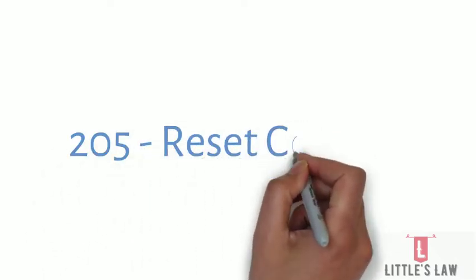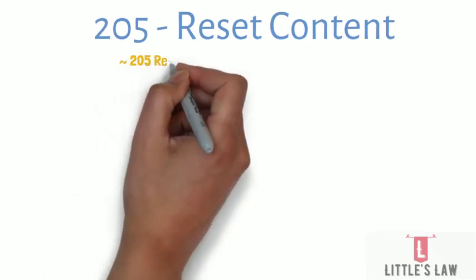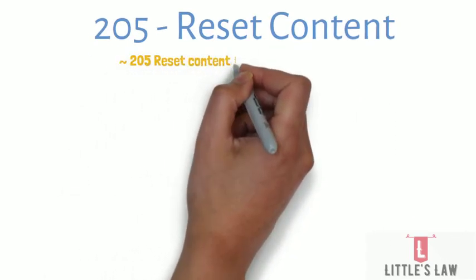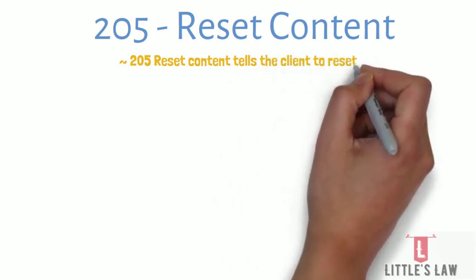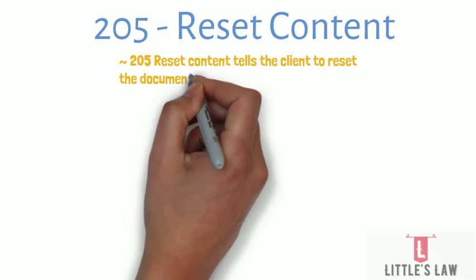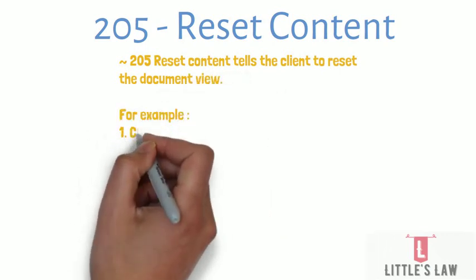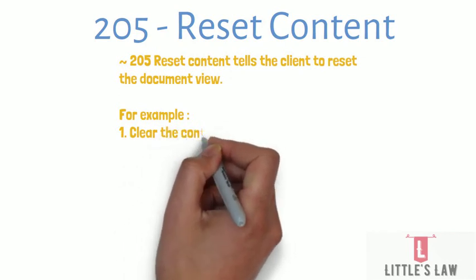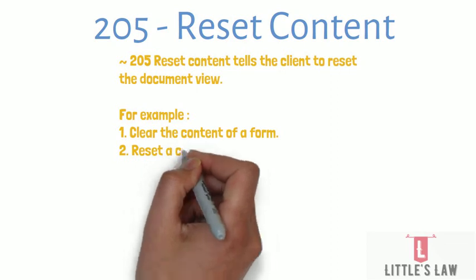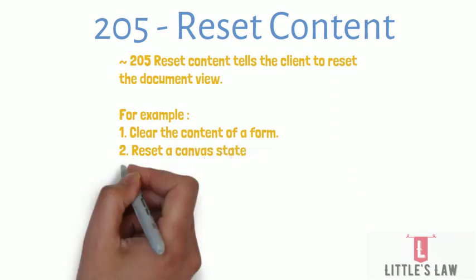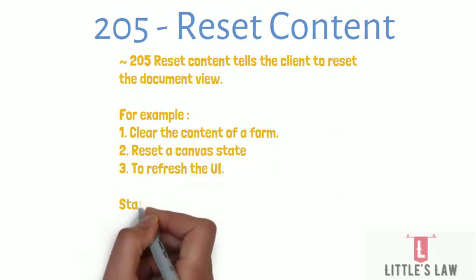The sixth 2XX HTTP status code is 205 Reset Content. The HTTP 205 Reset Content response status tells the client to reset the document view. So for example, to clear the content of a form, reset a canvas state, or to refresh the UI. And the response is going to be 205 Reset Content.